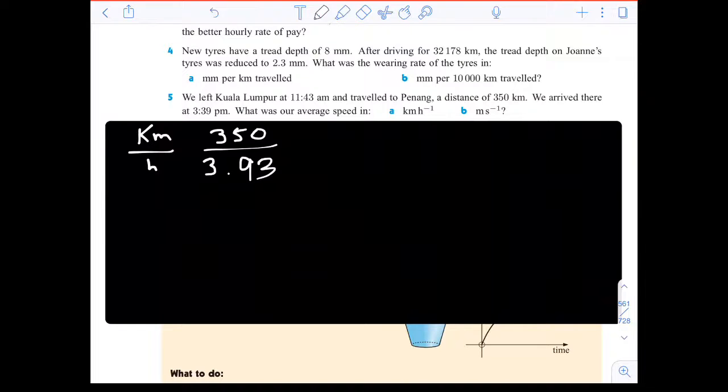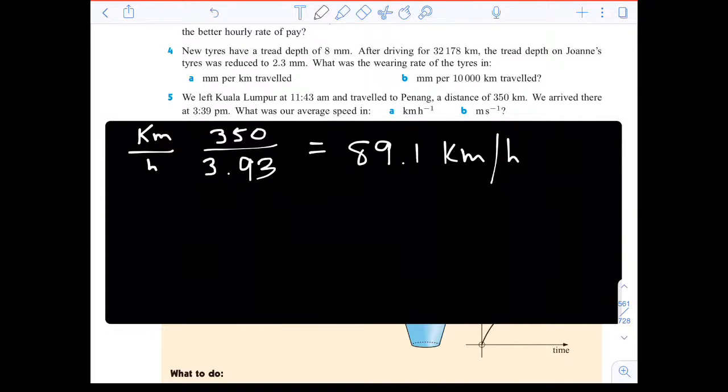So if I want to know what it is in kilometers per hour, all I need to do is divide these ones together. 350 divided by 3.93. We would get our speed of 89 kilometers, maybe 89.1 kilometers per hour. 89.06 it works out to be, but 89.1 kilometers per hour.